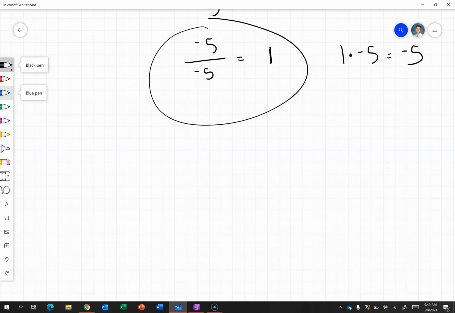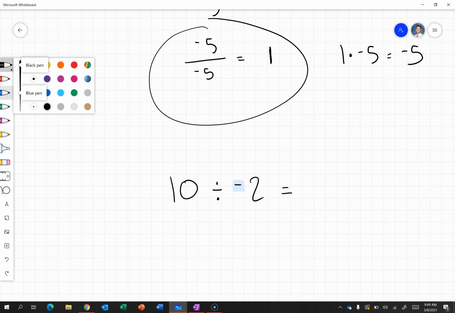So let's look at a couple more. Let's do 10 divided by negative 2. So once again, I'm going to count the number of negative signs that I see. Here I see one negative sign, and that's an odd number of negative signs. So that means my answer will be negative, and 10 divided by 2 is 5, so 10 divided by negative 2 is negative 5. So that's just a quick look at how to divide and multiply integers.